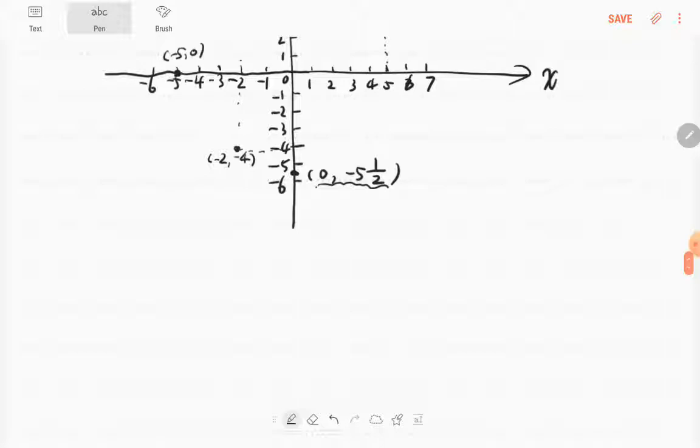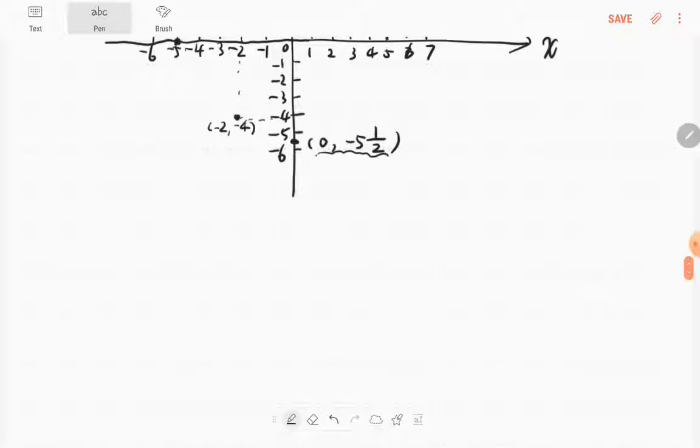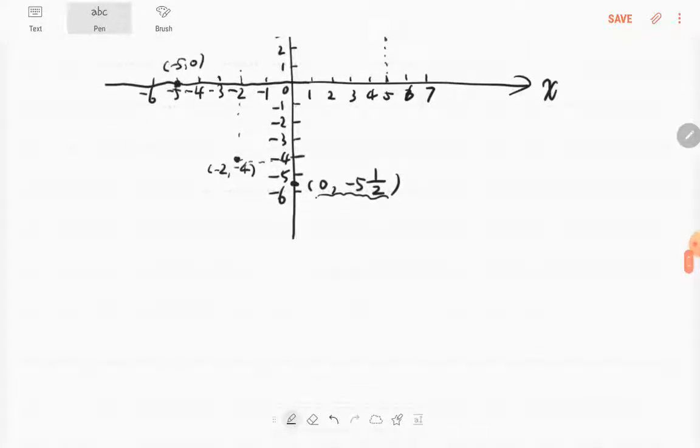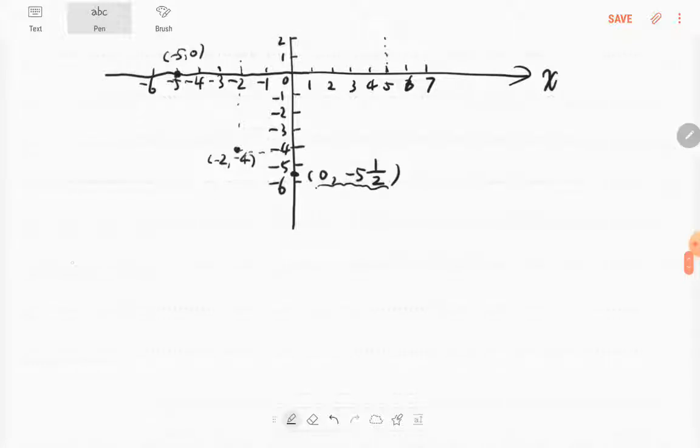So this is for objective B. We know each pair of ordered numbers can be expressed in this rectangular coordinate system. So let's check the next one, objective C. This one is talking about how to create scatter plots, scatter diagrams.